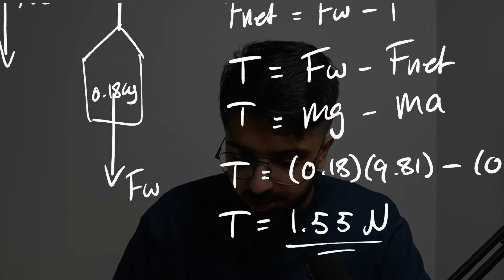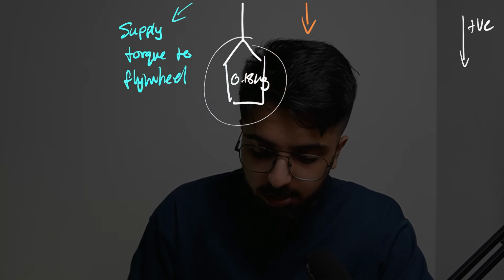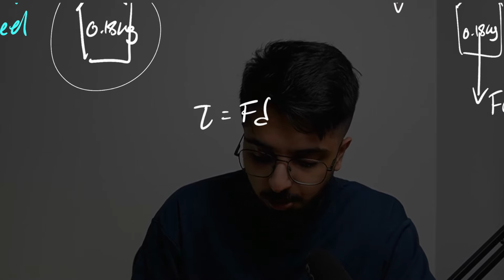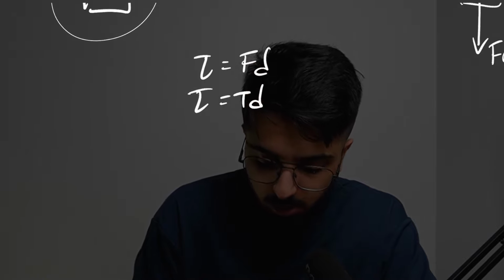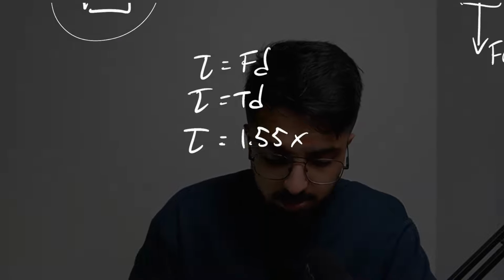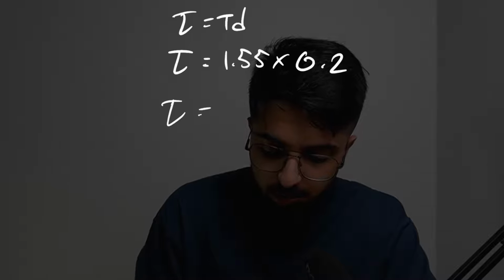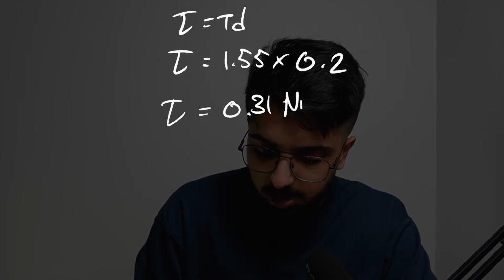So like I said before, the tension is the force that applies the torque. And so because we know that our torque is equal to force times distance, where our force is the tension force, so T times d, right? We can now work out our torque is equal to 1.55 times our distance of 0.2. This gives a torque of 0.31 newton meters. There we go.